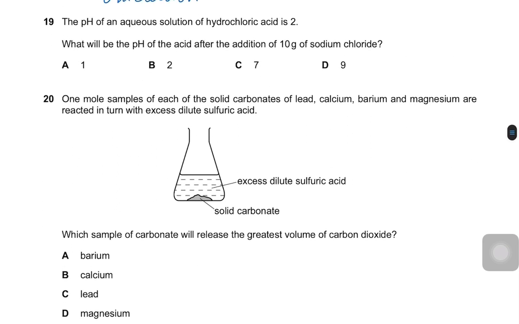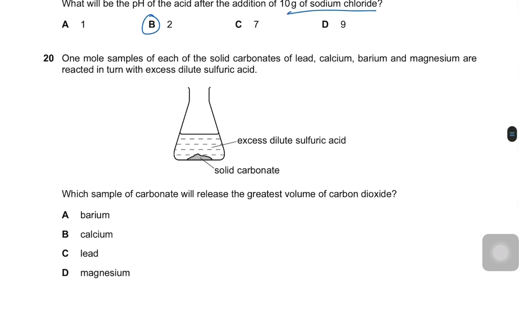Question 19. The pH of an aqueous solution of hydrochloric acid is 2, which means it's acidic, obviously. What will be the pH of the acid after the addition of 10 grams sodium chloride? Sodium chloride is a neutral salt. It does not alter the pH. So it remains at 2. It does not change.